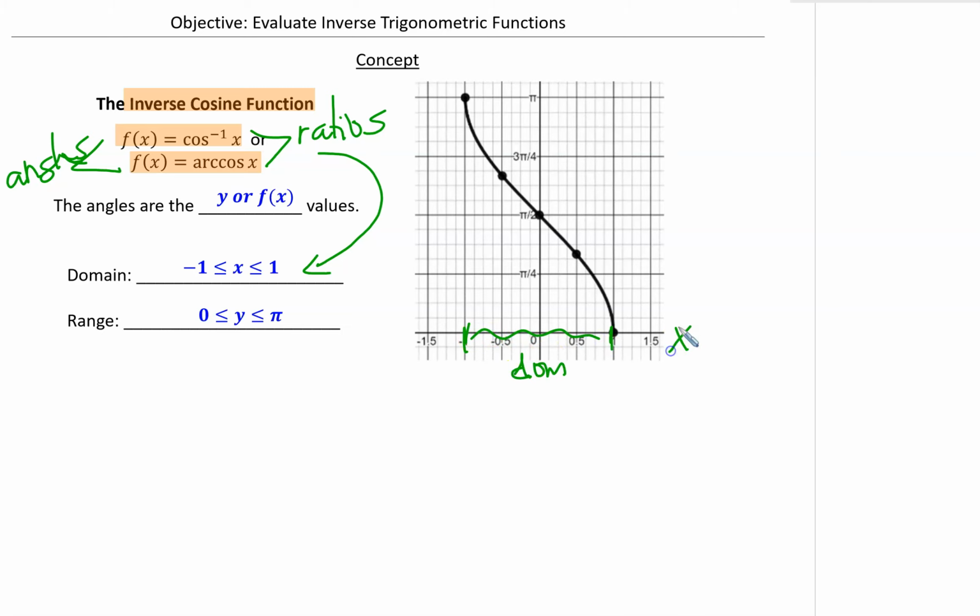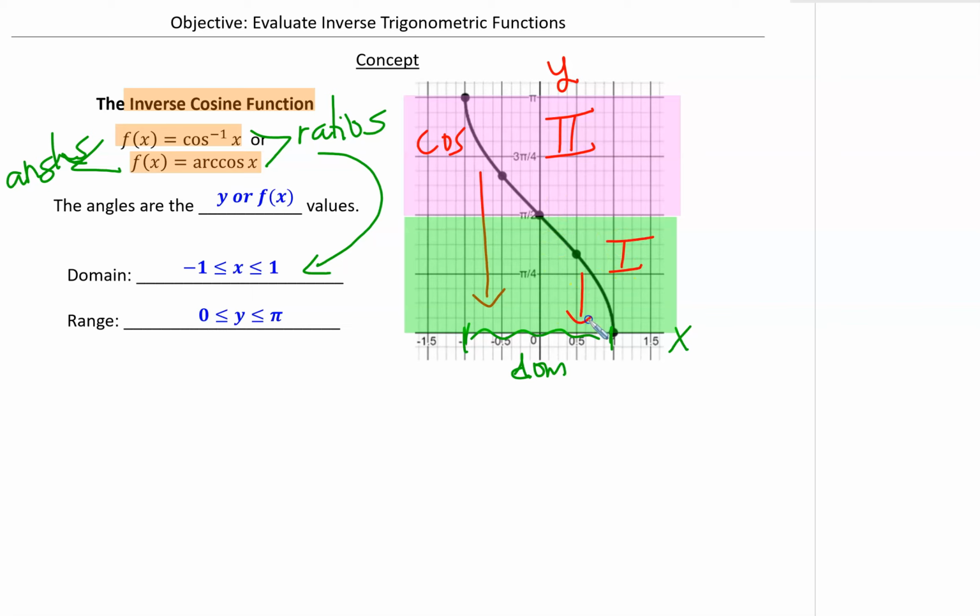This is our x-axis, and with our y-axis, notice these are our angle values. So here we're dealing with this right here from π/2 to π. That is our second quadrant where cosine is negative. And here is our first quadrant from 0 to π/2 where cosine is positive. All right, one more to look at.